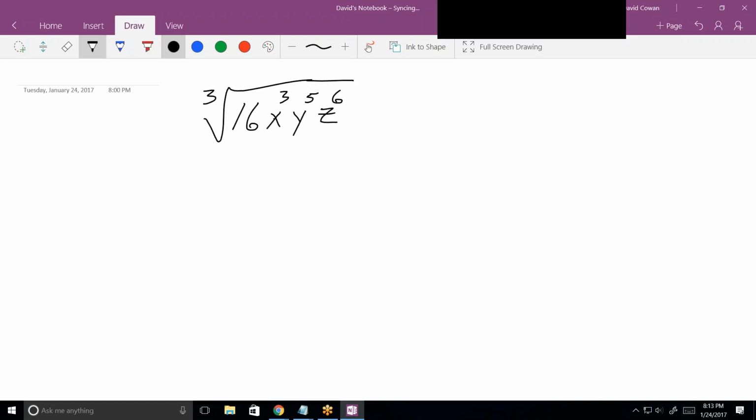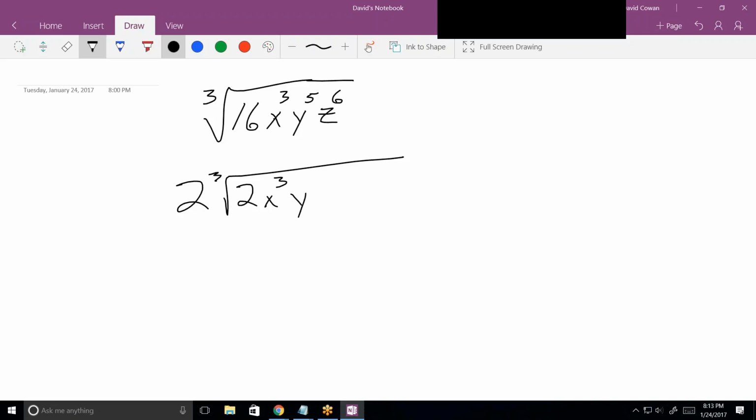Would that be 2? Well, the cube root of 8 is 2, so I could write 16 as 8 times 2, and then that allows me to pull the 8 out. So now I've got 2 cube root of 2. You see how I got to that step?